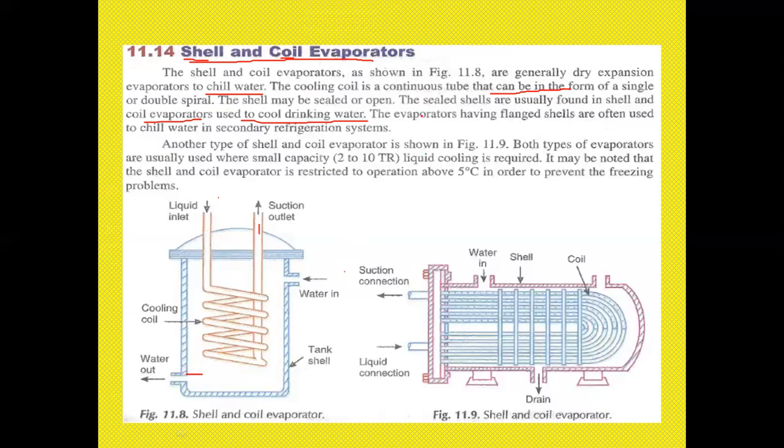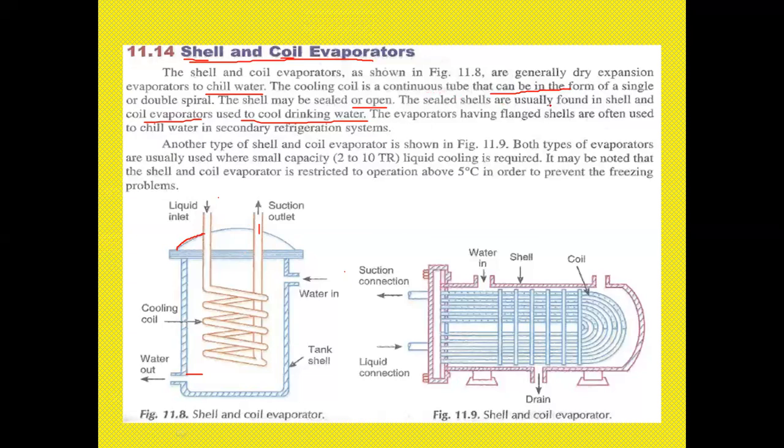So the cooling coil is a continuous tube that can be in the form of a single or a double spiral. So this can be of a single spiral or it can be of a double spiral. See here, this is a double spiral type shell and coil evaporator. This is also a shell and coil evaporator. The shell may be sealed or open. This one is a shell which is sealed like this. So this shell can be opened or it can be sealed.